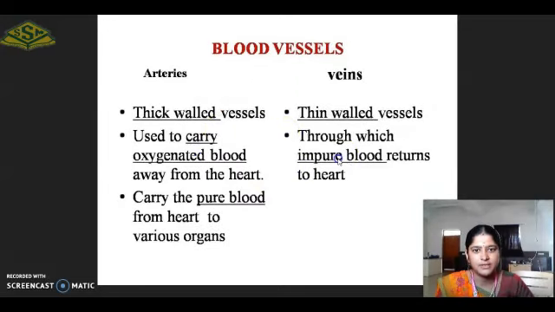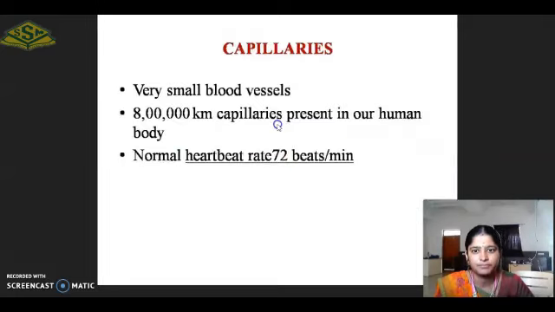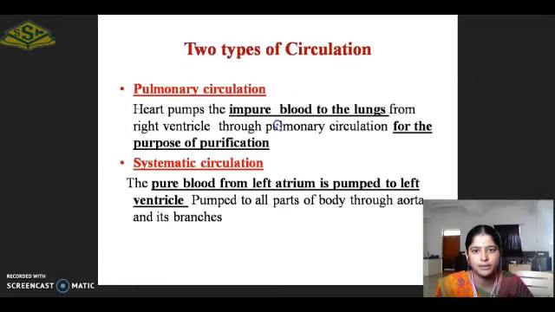So these are the differences between arteries and veins. Arteries are thick-walled vessels and they are used to carry oxygenated blood or pure blood from the heart to the various organs. Veins are thin-walled vessels, so they carry impure blood to the heart. This image shows arteries, veins and capillaries. Capillaries are the small blood vessels. For a normal healthy person, the heartbeat rate is 72 beats per minute.